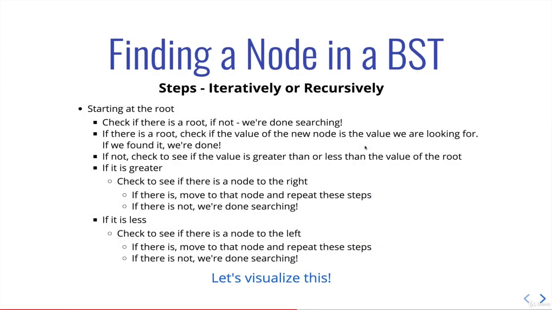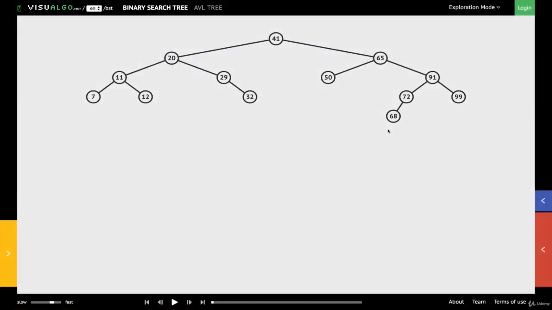So the basic steps: start at the root, check if there's a root. If not, we're done because there's nothing in there. If there is a root, check the value of the node, see if it's equal to what we're looking for. If you found it, then we're done. If not, check to see if the value is greater than or less than. If it's greater, look to see if there's something to the right. If there is, move to that node and repeat the same steps. If there's not, that means that we're done. Same thing on the left. So I'll walk through it one more time. If you feel good to go, try and implement it on your own. It's very similar to what we did in the last video with insert. It's just actually a little simpler.